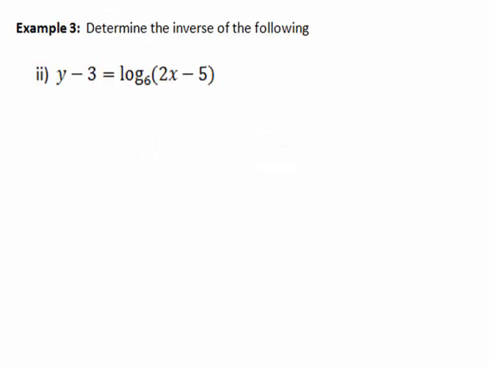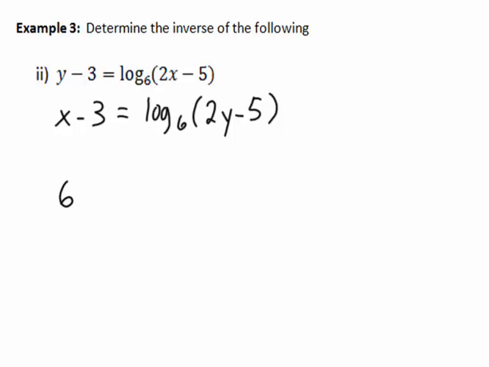Well, what if we start with a log? Same principles apply. Switch the x and y around. We'll get x equals 3 minus log base 6 of 2y minus 5. Now what we want to do is we want to isolate for the logarithm. In this case, it's already done. So we can just go straight to our switch, 6 to the, in this case, and I'm going to put it in brackets just so it's clear, x minus 3 will equal 2y minus 5.